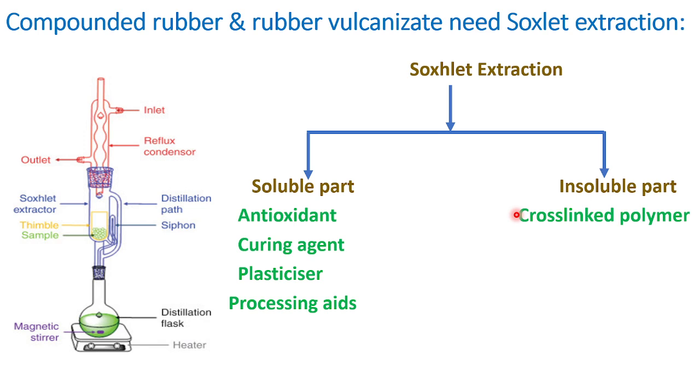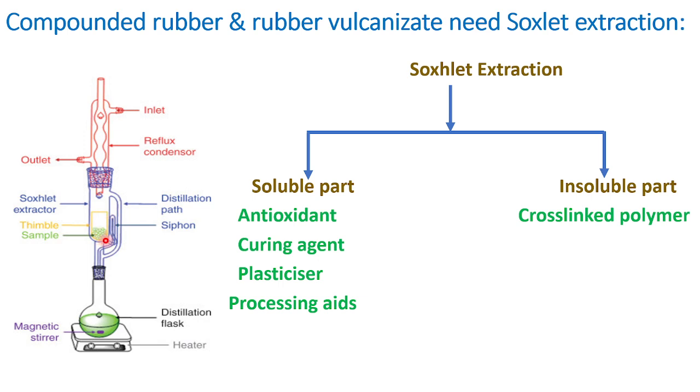Now next is the Soxhlet extraction. It is actually done for compounded rubber and vulcanized rubber. This is the Soxhlet apparatus. Here is the solvent. You have to take some organic solvent, usually a low boiling point solvent, so that it will boil and come up through here. And this is the sample chamber.